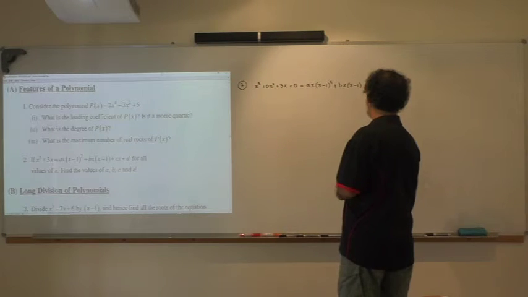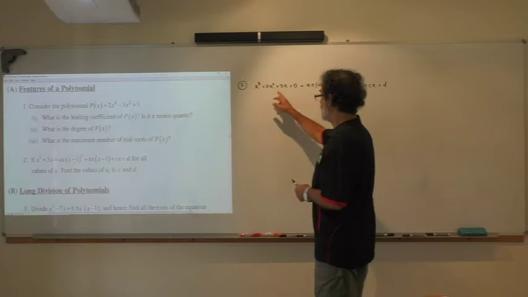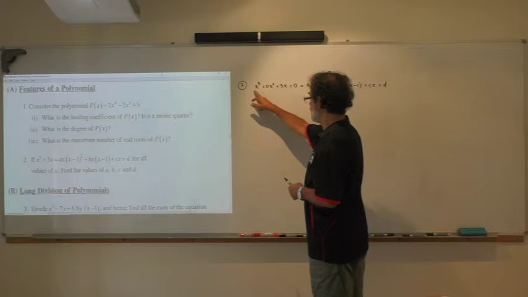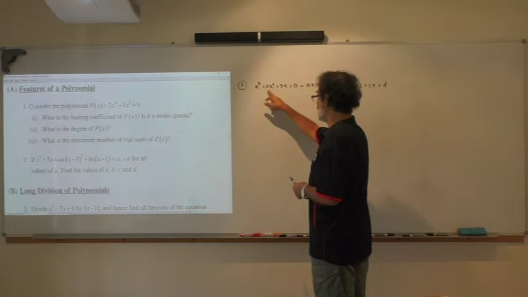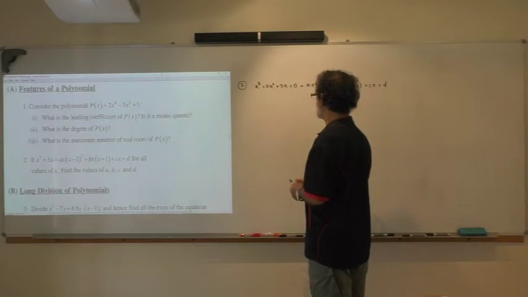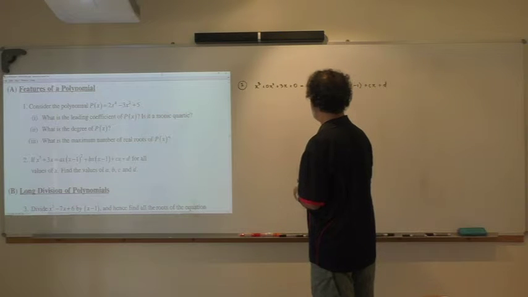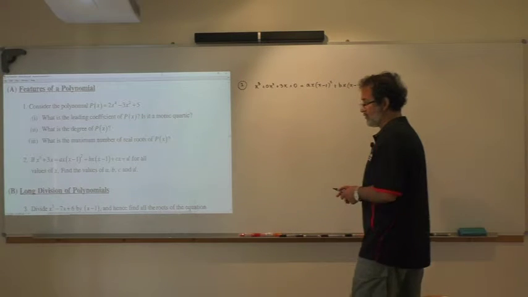Okay, so before we do that, I just want to show you that the coefficient of x cubed in this polynomial is 1, and you can see that the coefficient of x squared is 0, and then the coefficient of x is 3, and the constant is equal to 0.